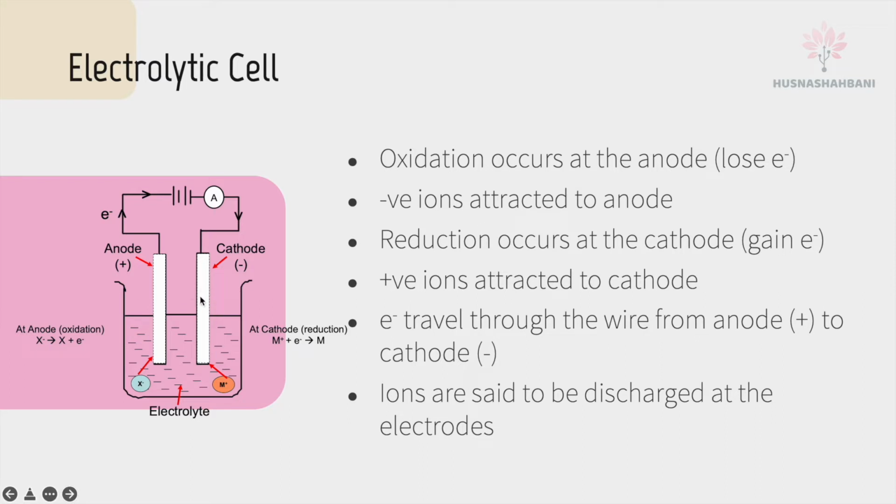Reduction occurs at the cathode, meaning at the cathode it gains electrons. If it gains electrons, the cations, or positive ions, in the electrolyte are attracted to the cathode. Electrons travel through the wire from the anode, the positive electrode, to the cathode, the negative electrode. So the cathode gains electrons. Ions are said to be discharged at the electrodes.